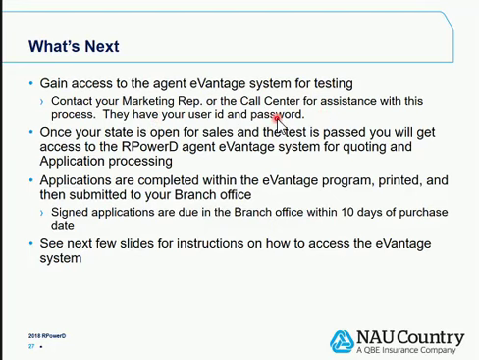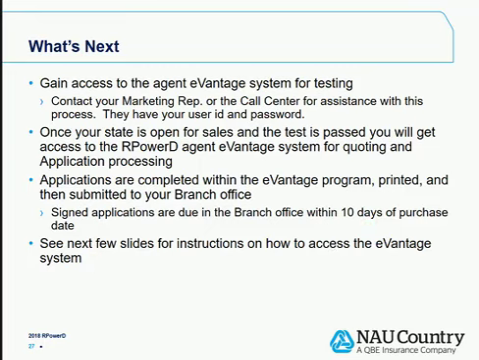They have your user ID and password. You'll need to work with our marketing rep or the call center to get that username and password. Once your state is open for sales and the test is passed, you'll get access to the eVantage system so you can quote and make application. The application will be done on the quoting tool. Signed applications are due in the branch office 10 days of purchase. In other words, you'll do all your quoting and fill the application on the estimator, but then you'll need to provide that application, signed application, I might add, to your underwriter.